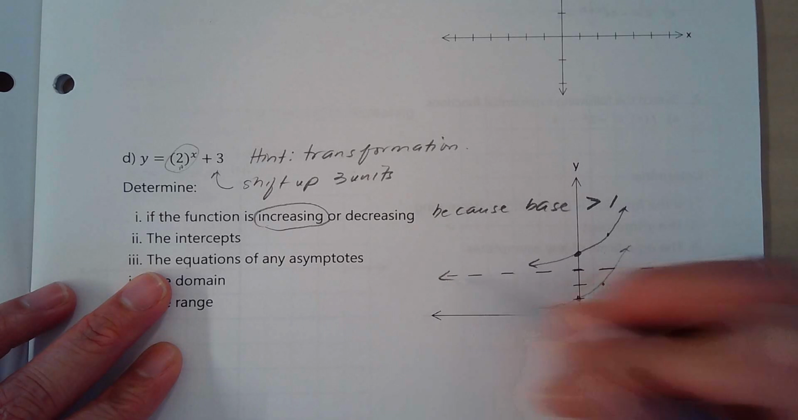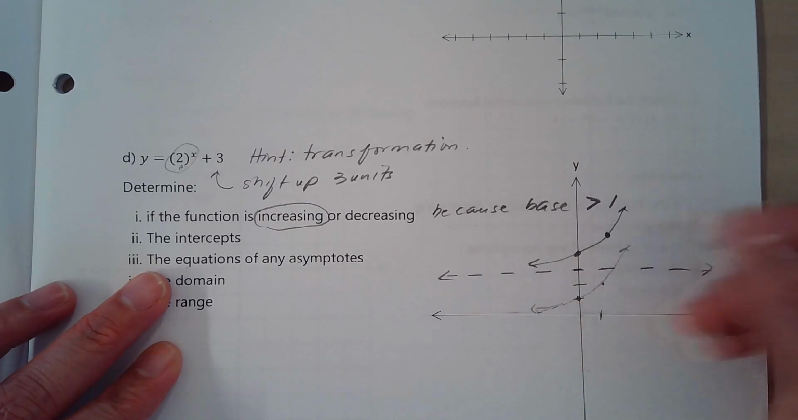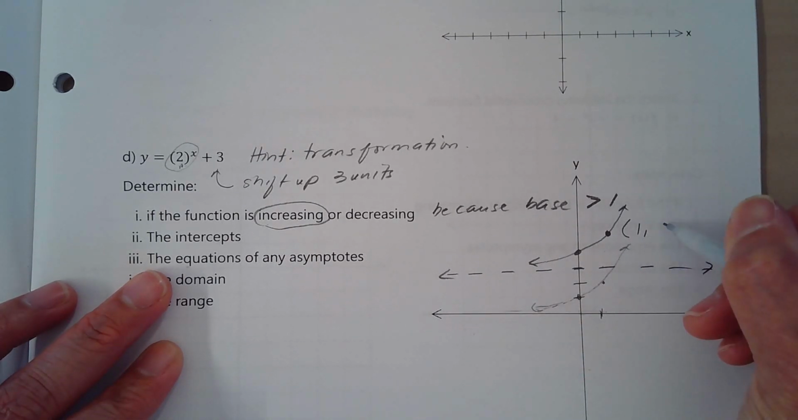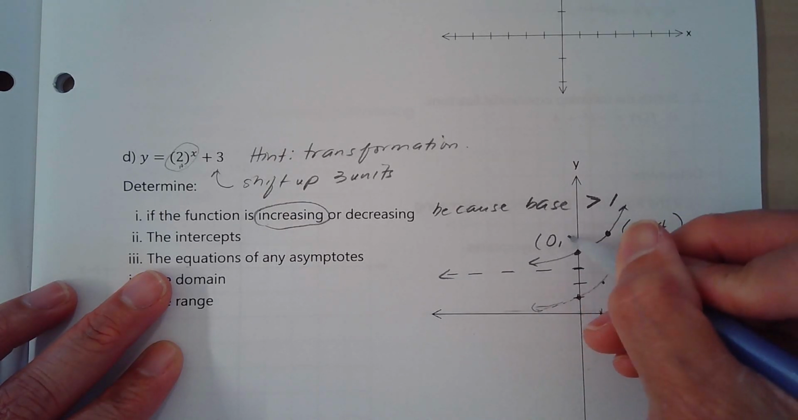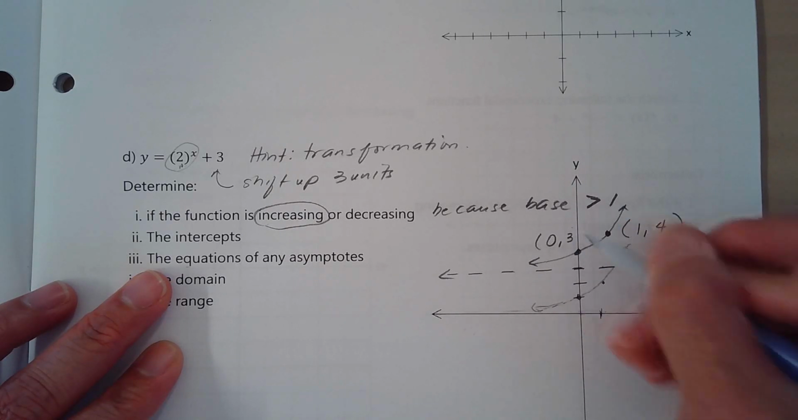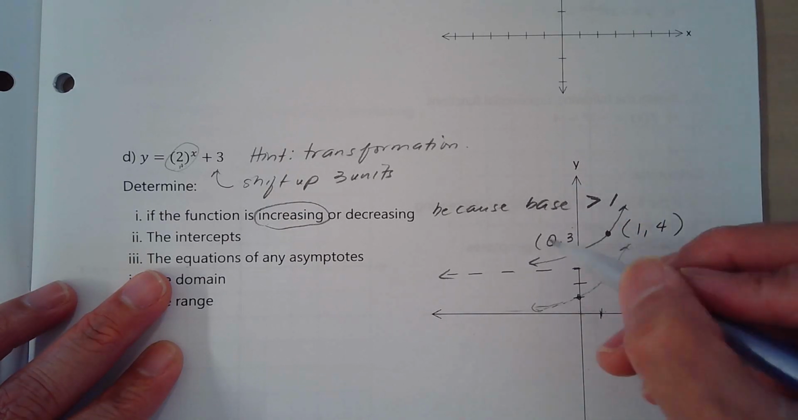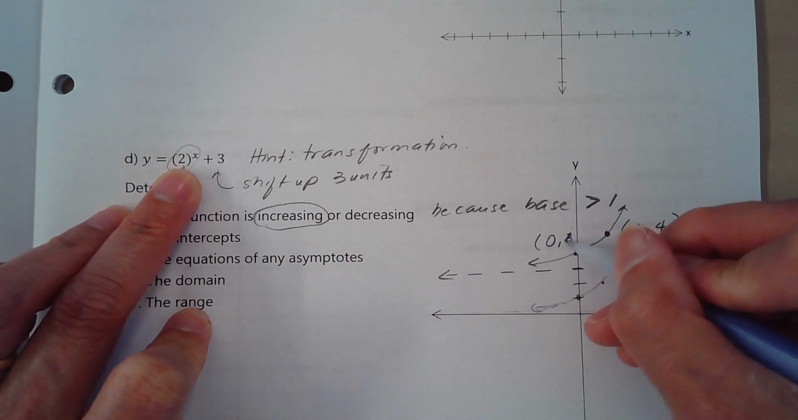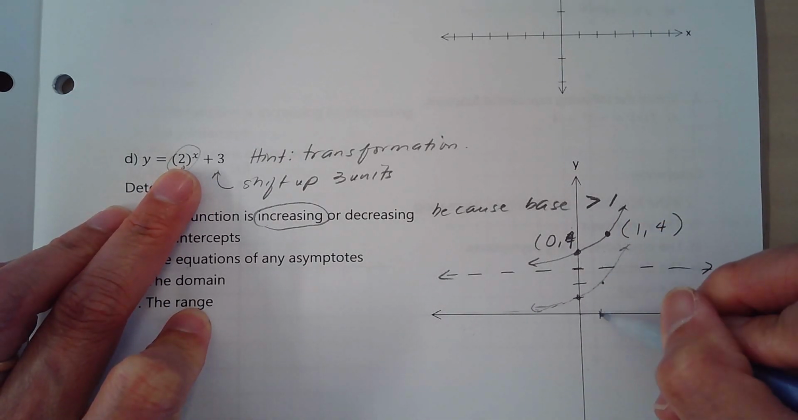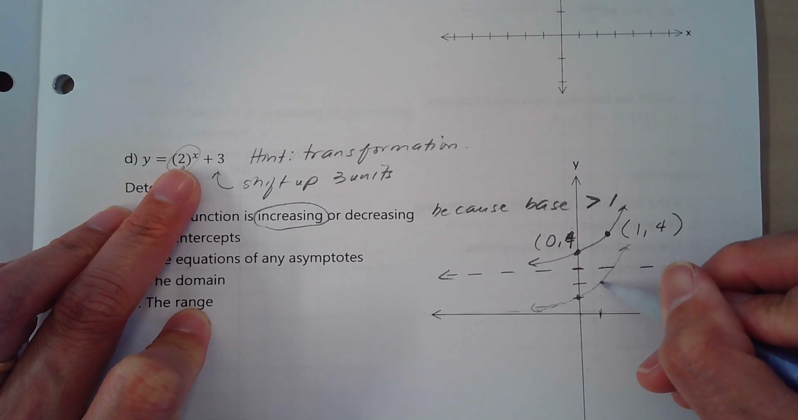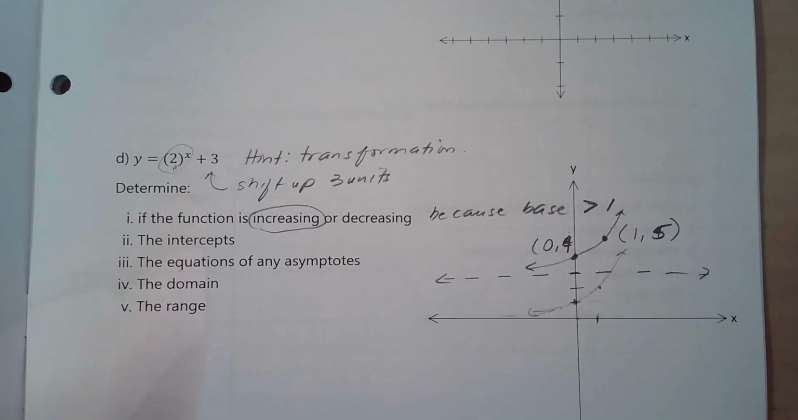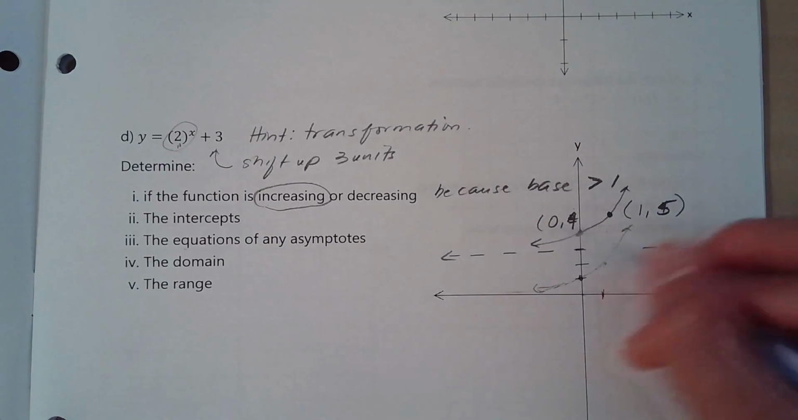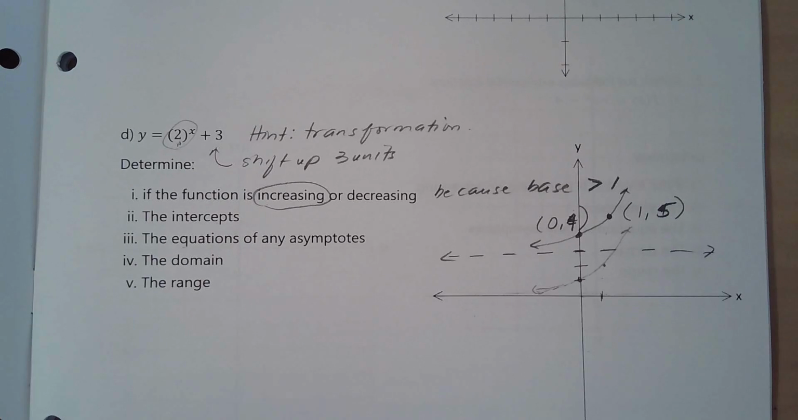So your graph looks like this. This is going to be 1, 4. This is going to be 0, 4. And then this is 2, 1, 2, 3, 1, 5, because everything is shifted up 3, so now it's 5.